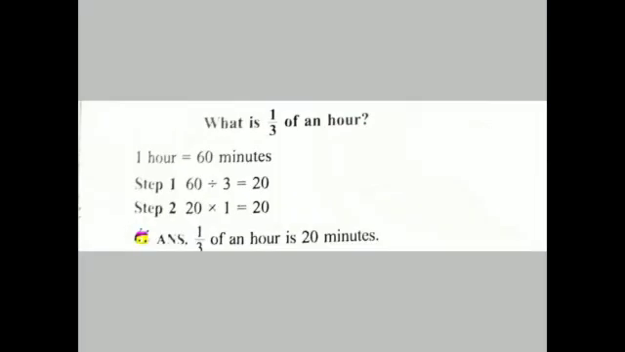Next is, what is 1 by 3 of an hour? 1 hour is equal to 60 minutes. So we have to divide the 60 minutes by the denominator 3. So the quotient is 20. Then next step, 20 multiplied by the numerator 1, we will get 20. So 1 by 3 of an hour is 20 minutes.